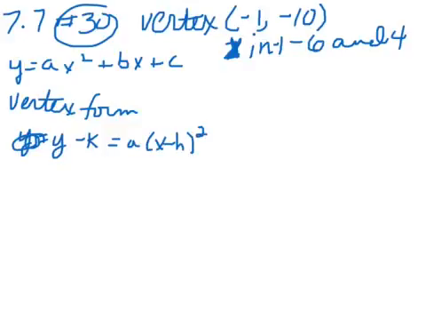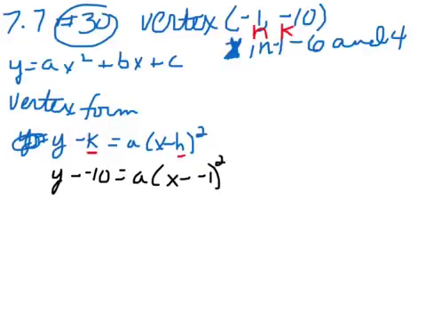Okay? So if I want to try to get this equation written, I do know something. I know an h and a k, my vertex. h is -1 and k is -10, so let's plug that in. y minus k is y minus -10, equal to a times x minus h, which is x minus -1, all squared. So what I have now is y plus 10 equals a times x plus 1 squared, just from plugging that in.